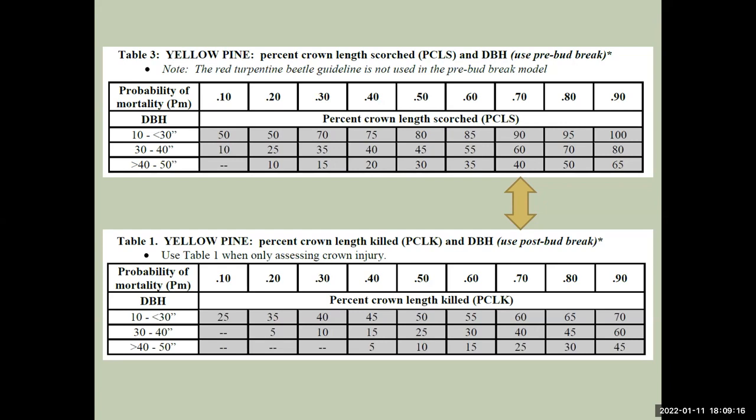Now, as we move down the rows, you'll see as the diameters get bigger, the 30 to 40 inch trees, 40 to 50 inch trees, it takes less crown damage to achieve the same probability of mortality. And so that's kind of counterintuitive. You think that larger trees might be able to sustain more damage and have a lower probability of mortality, but that was not the case in our study for the white fir and the larger diameter pine.